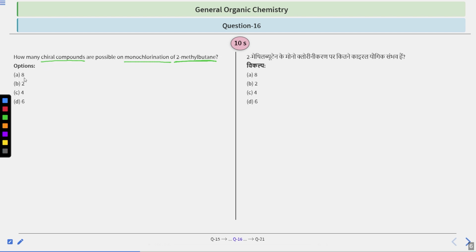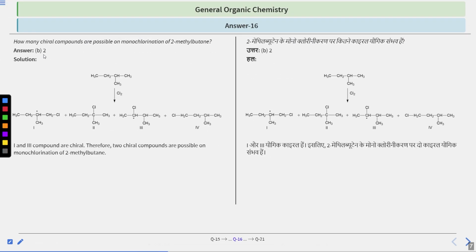Options are 8, 2, 4 or 6. You have 10 seconds to solve this question. After that, we will see the answer. Okay, let's see. The correct answer is option B, that is 2.